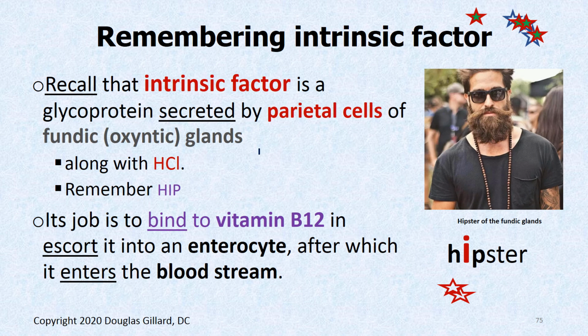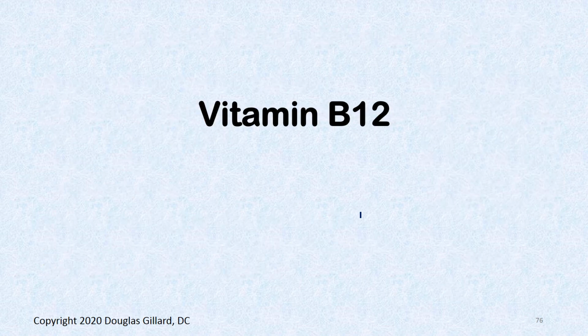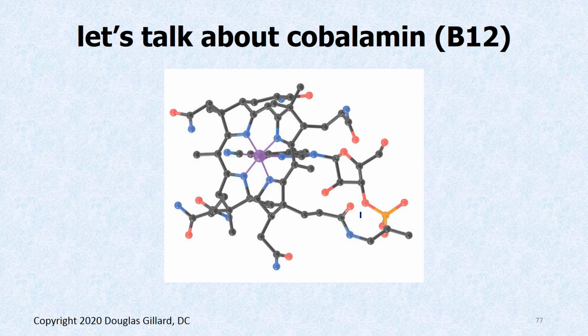So we kind of covered this, didn't we? But it's part of the hipster, right? It's also secreted by the parietal cells. When you hear parietal cell, you think acid secretion. You don't think intrinsic factor secretion, but it is secreted along with hydrochloric acid through the parietal cell. Its job is to bind with vitamin B12, which we're going to look at specifically here in a minute. And that minute is here. Let's look at vitamin B12.